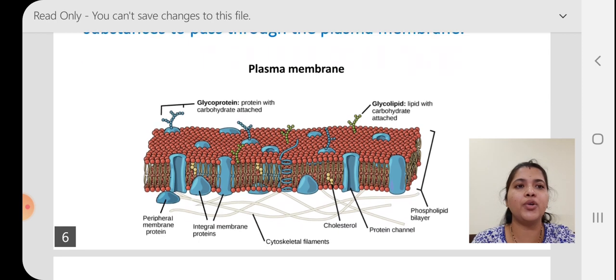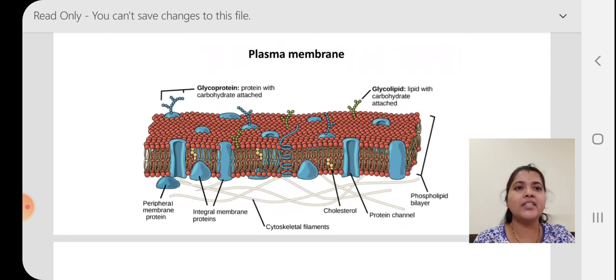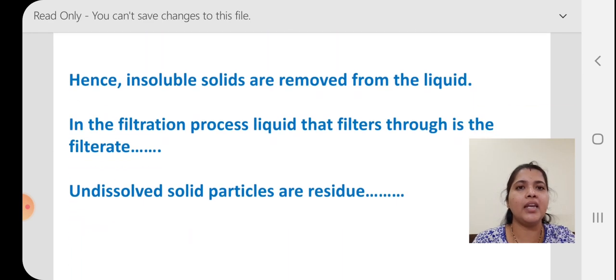Here I would like to show you the picture of the plasma membrane, children. See, this is the picture of the plasma membrane. It is a bilayer membrane, double layer. Coming to the result again, insoluble solids are removed from the liquid. In the filtration process, the liquid that filters through is the filtrate. Undissolved solid particles left over on the filter paper are the residues. This is the result of this experiment.